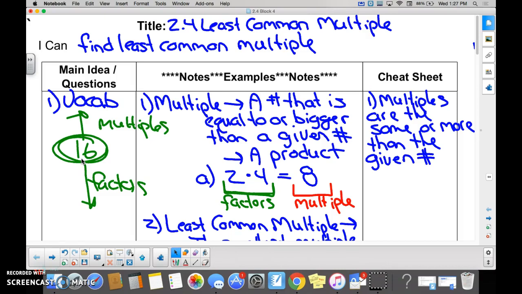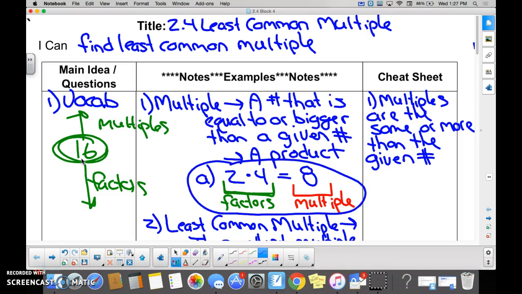In a multiplication problem, we have factors and multiples at the same time. The multiple is the what? 8. What is that fancy word though? It's not always going to be 8, it's going to be the answer to a multiplication problem, which is a what? Product. And then the numbers being multiplied are going to be the factors.